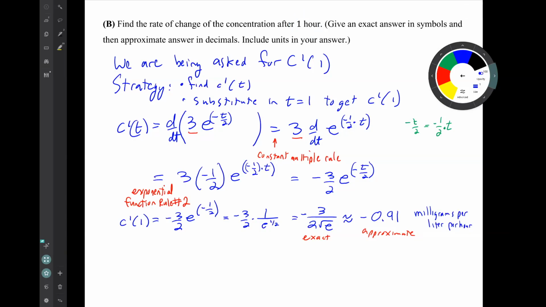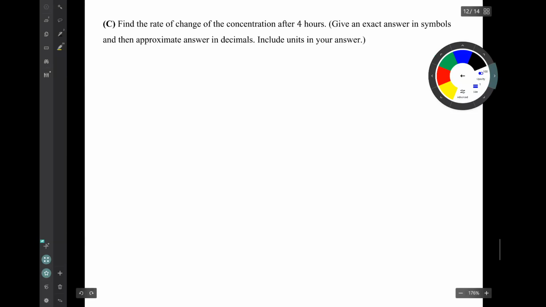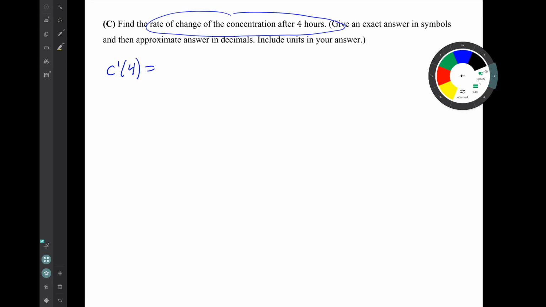Now let's go on. Find the rate of change of concentration after 4 hours. Well, here again we're being asked to make that connection, that what we're really being asked for, or the way that we'll find this, is that we'll find the value of the derivative at time 4 hours. Now remember what this means. It means we're going to substitute in t equals 4.